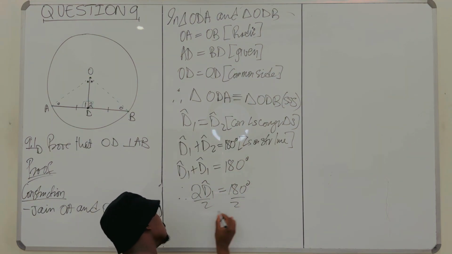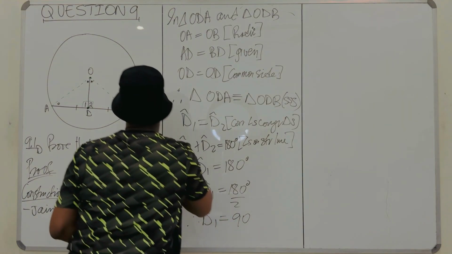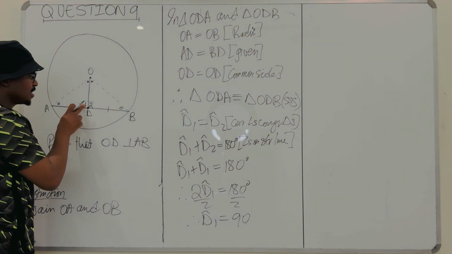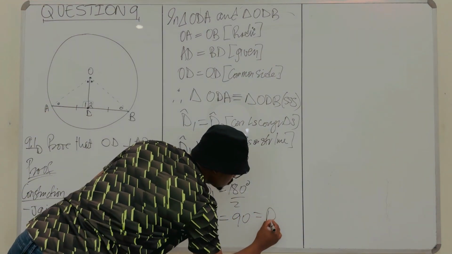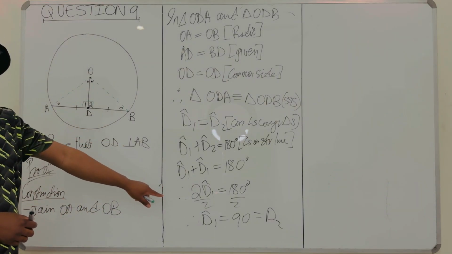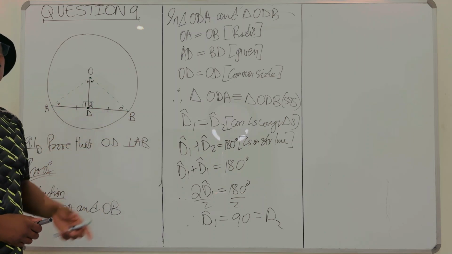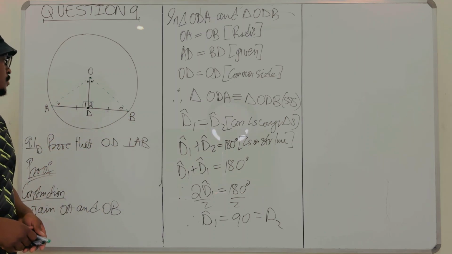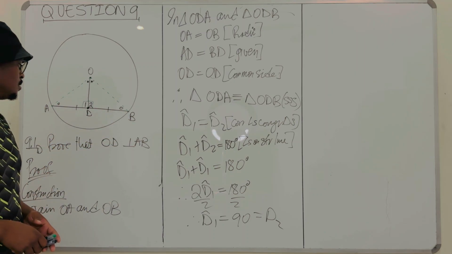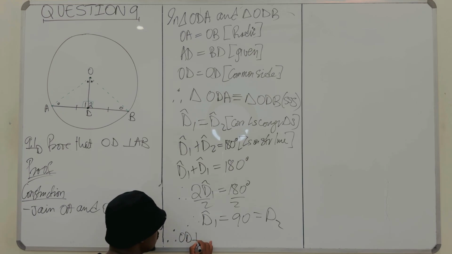Divide by 2, divide by 2. You get that your angle D1 is equal to 90 degrees, which is, we have proven that this angle is equal to 90 degrees. And so is that one, because these two angles are equal anyway. So once you have done that, you want to show that this angle is 90 degrees, which is OD is perpendicular to AB. So we can say therefore, your OD is perpendicular to AB.